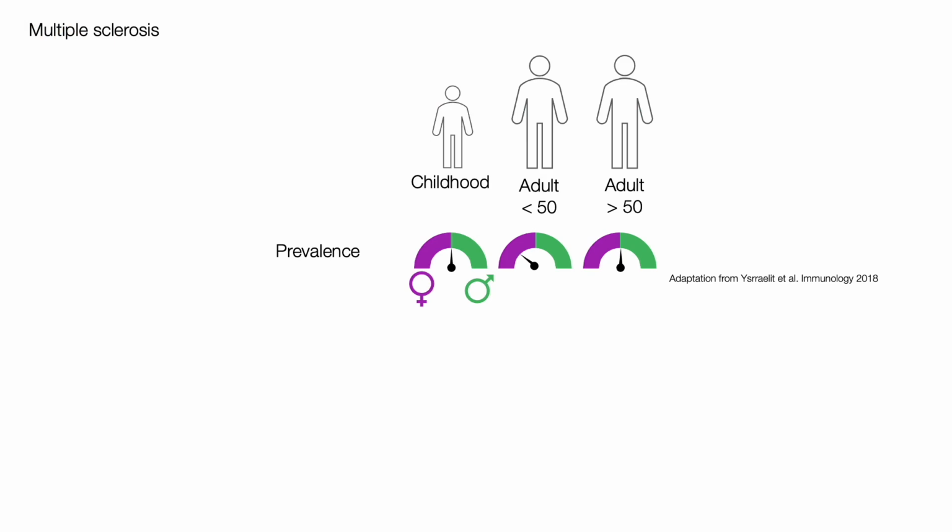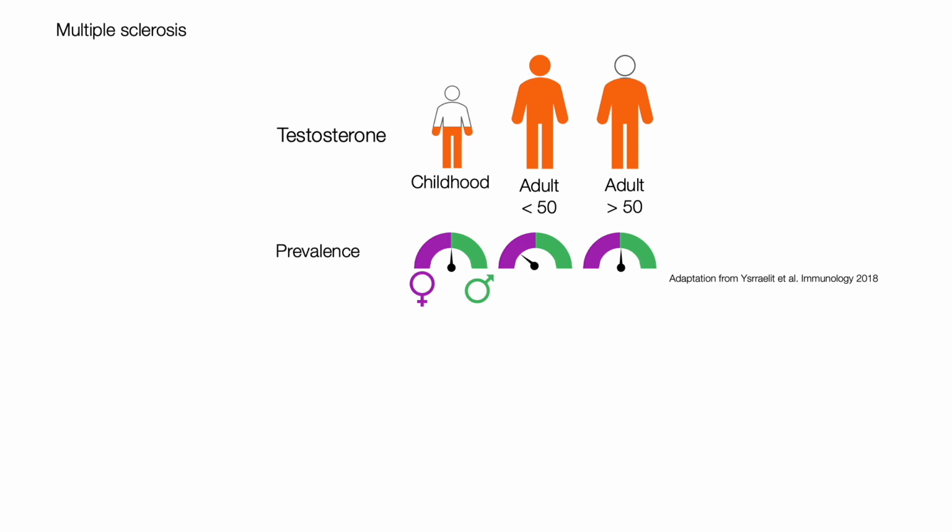The prevalence of multiple sclerosis in adults under 50 years of age is lower in men than in women, while there are no differences between the sexes in childhood or after 50 years of age. More testosterone is produced in adult men younger than 50 years than in boys or men older than 50 years, suggesting a possible protective role of testosterone in multiple sclerosis.